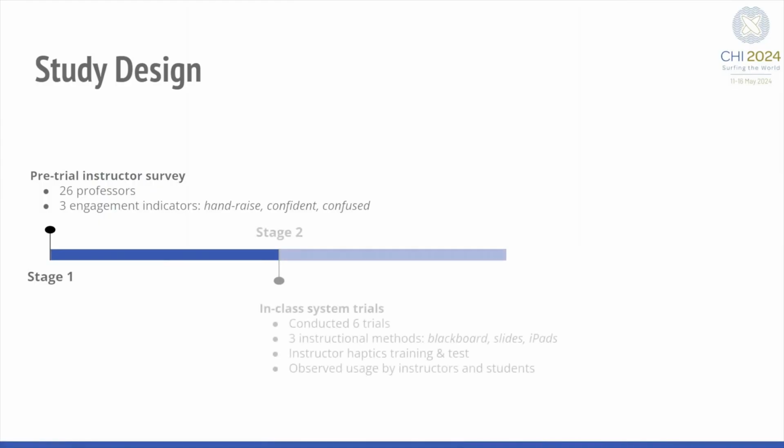We conducted 6 system trials in real university lectures, 2 for each type of instructional method: writing on a blackboard, projecting slides, and writing on a projected iPad. Before each trial, we taught the instructors the 3 distinct haptic patterns and tested their recognition accuracy. During each trial, we observed how instructors and students interacted with our system.